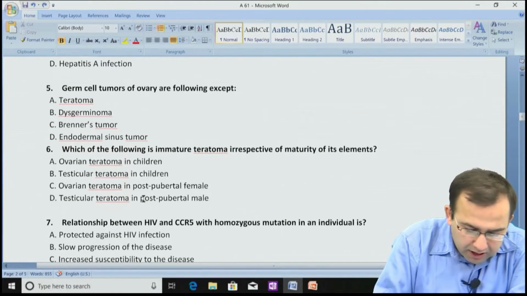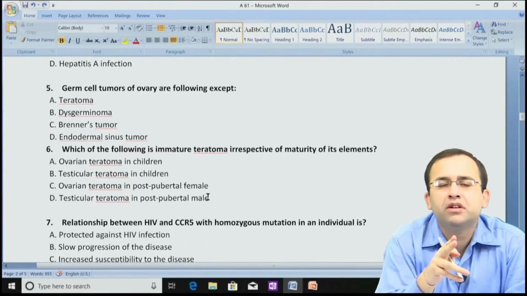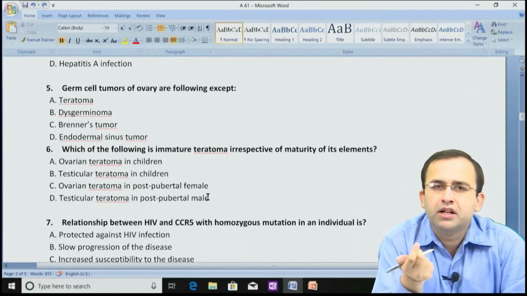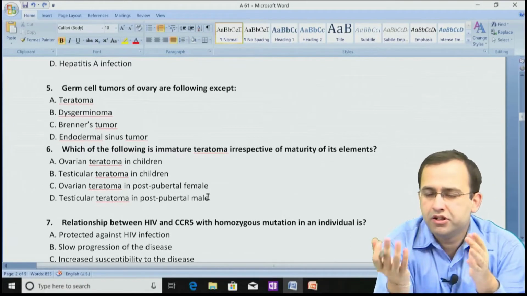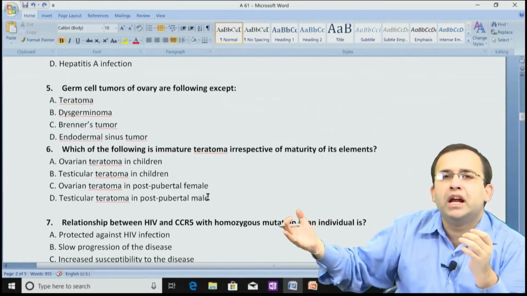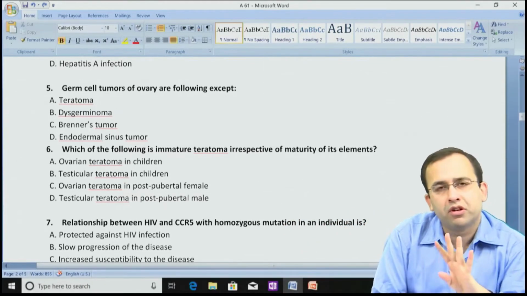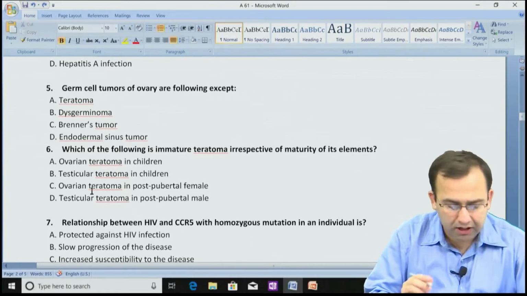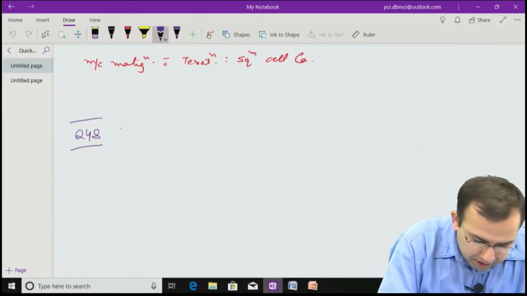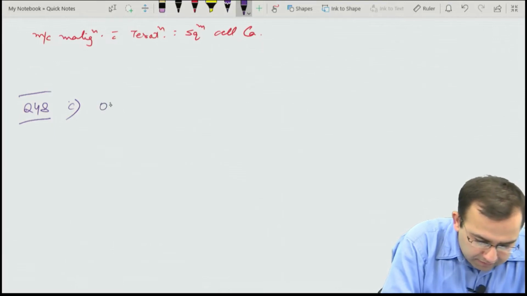Testicular teratoma in postpubertal males. In males, the most common testicular tumor is a germ cell tumor. 95% of testicular tumors are germ cell tumors, except in the elderly where it is presumed to be a lymphoma. So I am not even worried about option 4. The answer is C, ovarian teratoma in a postpubertal female.